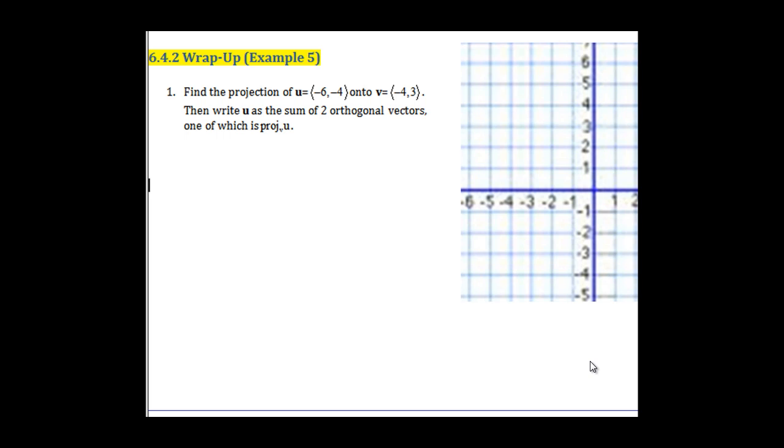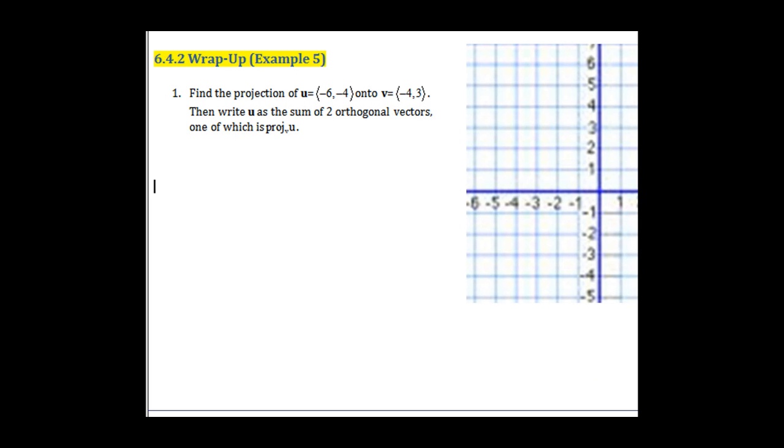All right, go ahead and try the wrap-up for example 5 in your notes. I see that vector u is negative 6, negative 4. The ground, v, is negative 4, positive 3. So I would start by drawing your sun in over the terminal point. You might want to rotate your paper so that when you drop a perpendicular from your terminal point, it's easier to see that this vertical piece, w sub 2, is perpendicular to w sub 1.